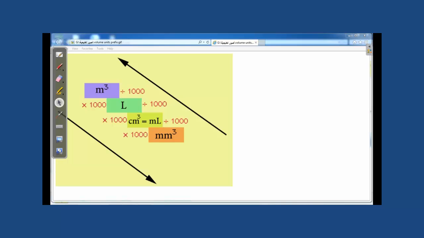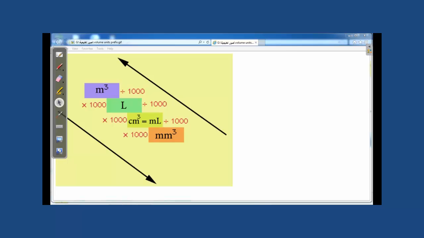We have the cubic meter or the cubic centimeter, milliliter, millimeter cubed. And this figure shows to you how to change from one unit to the other. Also here, if we want to change from a large unit to a small unit, we should multiply. But if you are changing from small unit to a large unit, you should divide. And every step here, the factor for dividing or multiplying is 1000.